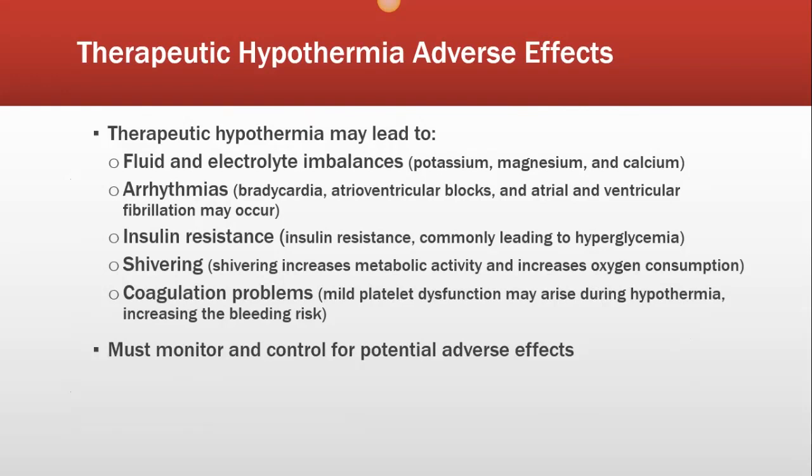The shivering increases metabolic activity and increases oxygen consumption, and we don't want that. And the coagulation problems. Because we're cooling, they can have some mild platelet dysfunction that may arise during the hypothermia, and the patient may have an increased risk of bleeding. So we're going to be looking at the central lines to see if they're oozing, because the thrombocytes could be damaged and there may be some platelet dysfunction.